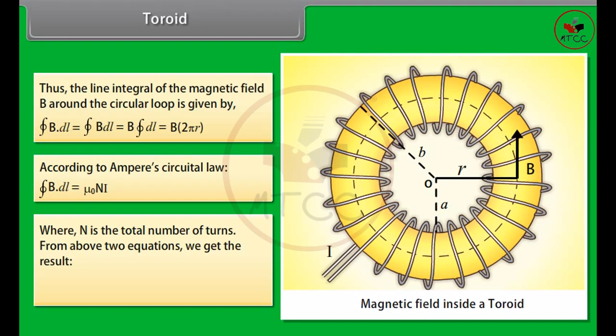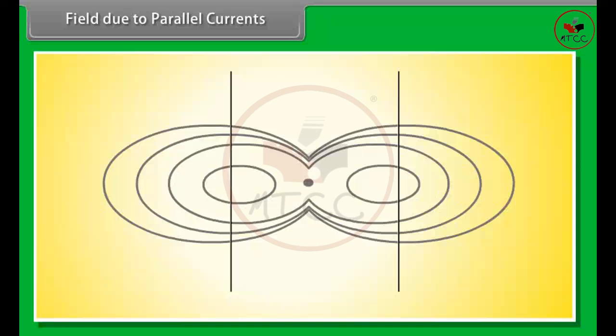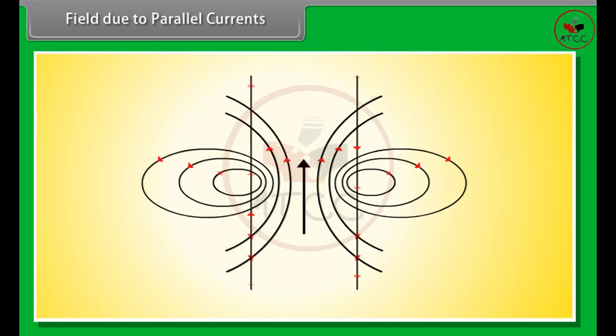From above two equations, we get the result B is equal to mu naught N I divided by 2 pi r. Field due to parallel currents. It represents the combined magnetic field due to two parallel conductors carrying current in the same direction. The pattern of the magnetic field indicates attraction between the conductors. It represents the combined magnetic field due to two parallel conductors carrying currents in opposite direction. The pattern of the magnetic field indicates repulsion between conductors.